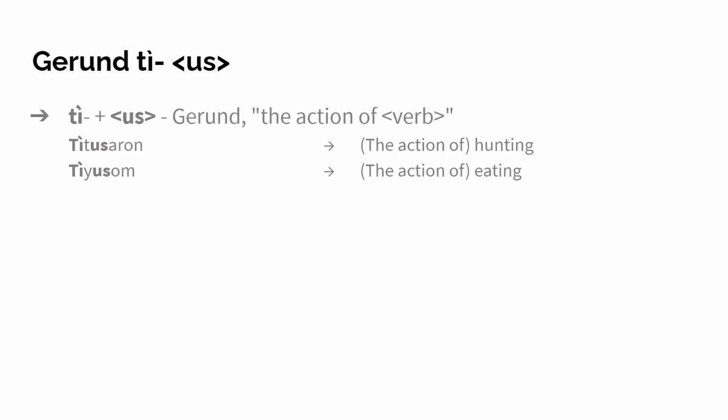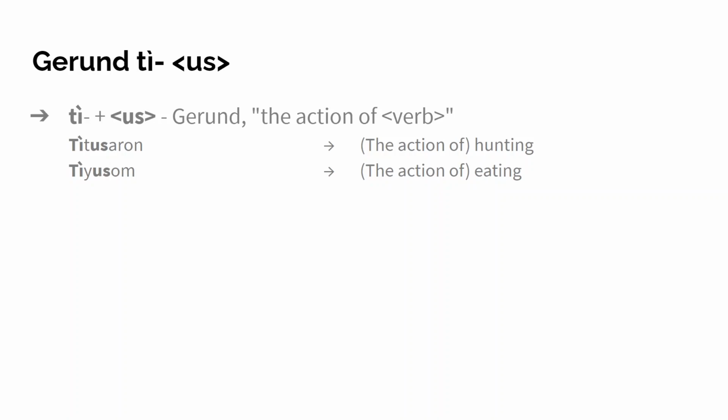Te is a prefix that builds nouns. It's usually not productive, so you cannot just randomly slap it onto words and make new nouns with it. Only Caio Paul can do it. But in combination with us, it's actually productive. So you can use this to build a gerund of every single verb.